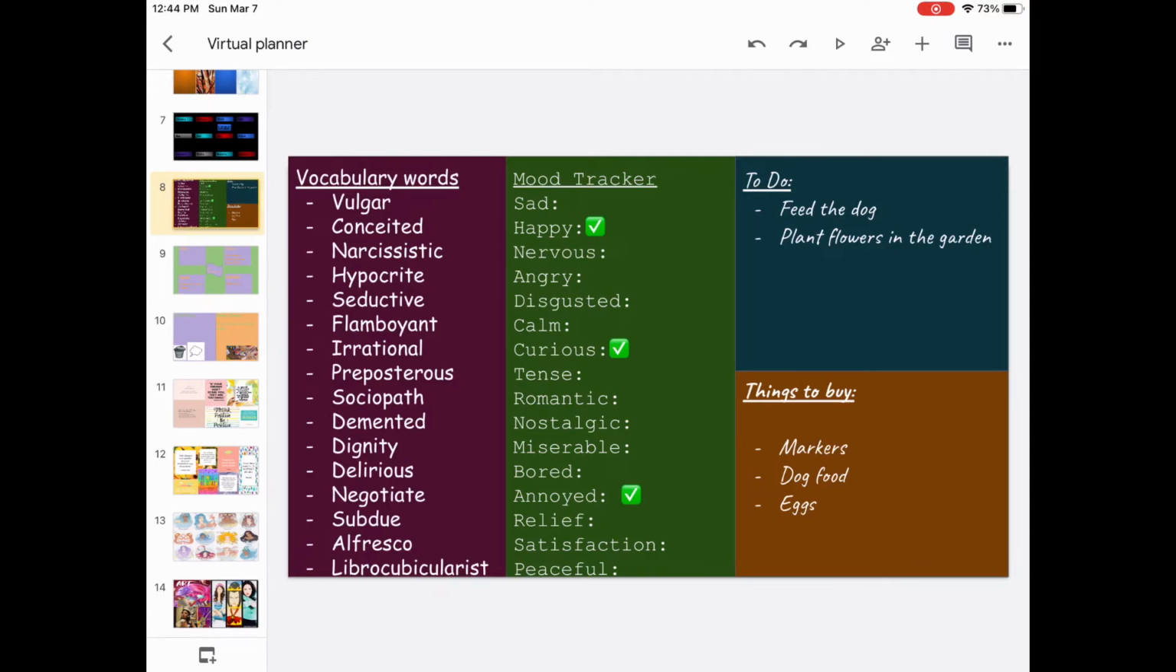And for things to buy, I put markers, dog food, and eggs. Then you can put it on your shopping list, and you won't forget about those things, and it'll keep you organized once again. So I think that's pretty great.